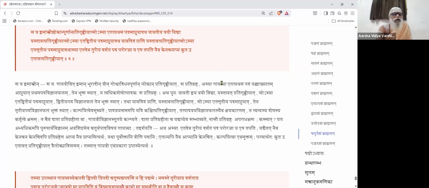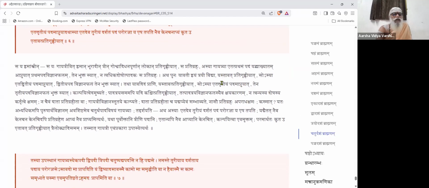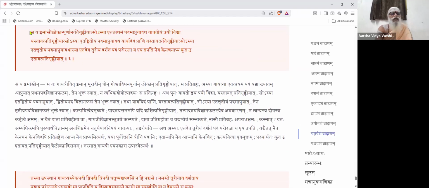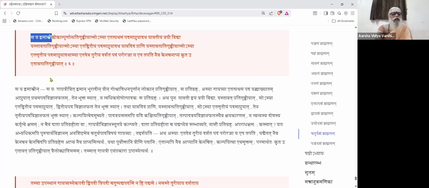Now we will see the Bhashya. Saya iman stream, that is how it starts. Sayaha means the one who is the Gayatri Upasaka. Iman means these. What are these? Bhuhu, Bhuvaha, Swaha, or Bhuhu, Antariksham, and Swaha. Those three, the Trin, and also in that what Purnan is there.